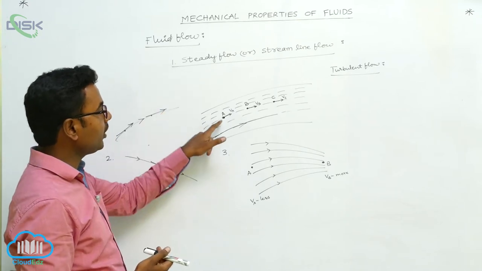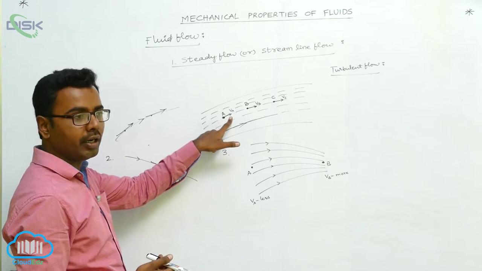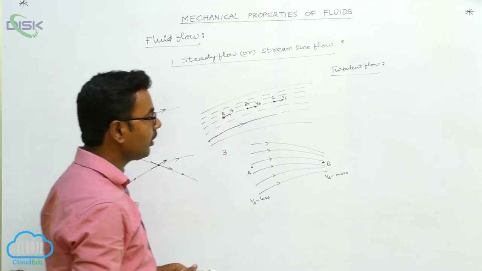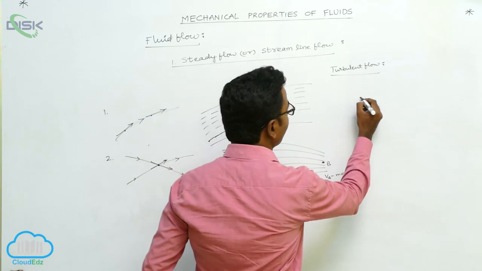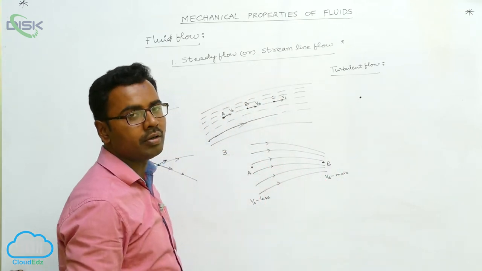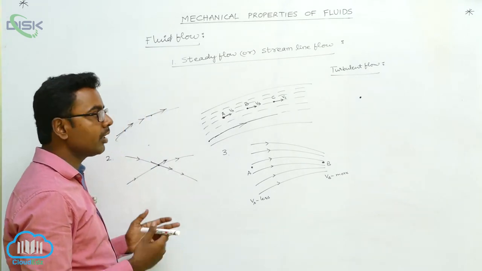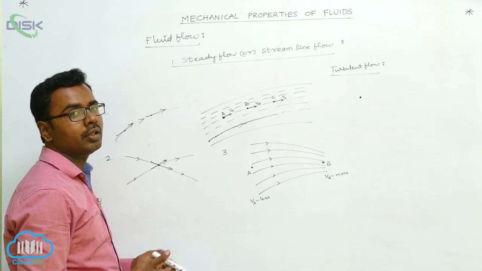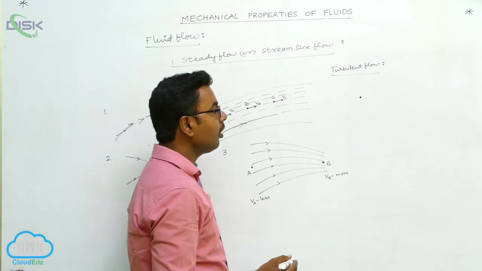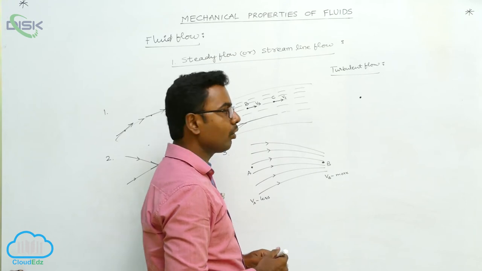In steady flow, we know that at a particular point, velocity is constant, constant in magnitude and direction also. But in case of turbulent flow, at a particular point, velocity is not constant. Means it may not be constant in magnitude, it may not be constant in direction, it may not be constant in both. Means all particles of the fluid do not cross the particular point with the same velocity.